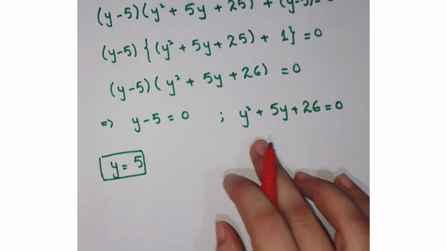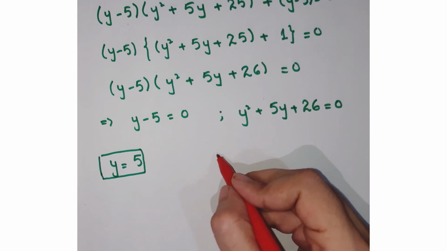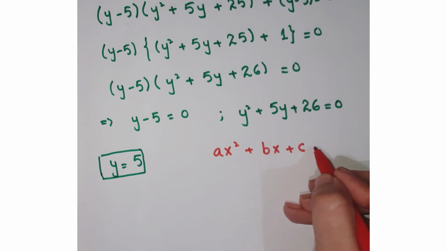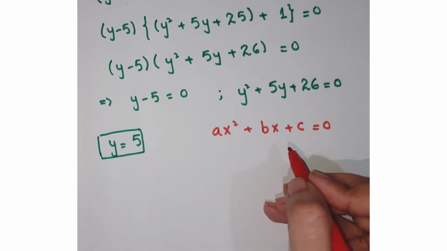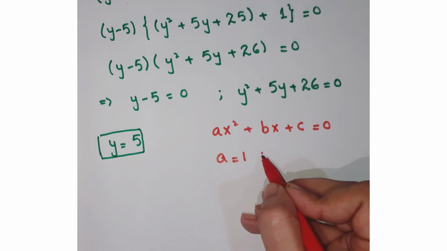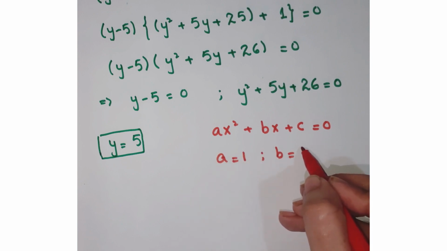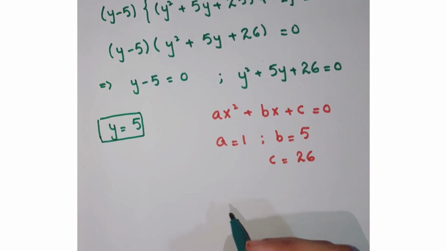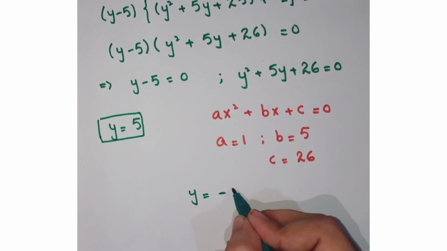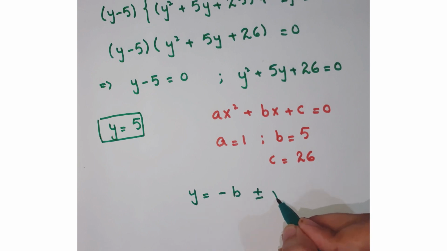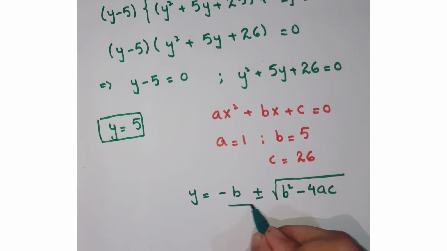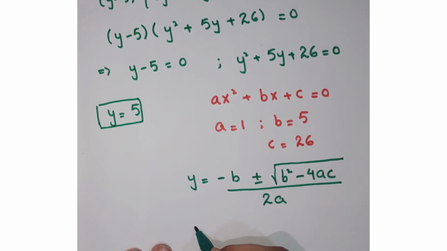Now for finding the solution of this quadratic equation, compare this equation with the standard quadratic equation, that is ax square plus bx plus c is equal to 0. So you get a is equal to 1, b is equal to 5 and c is equal to 26. Now applying the quadratic formula here, that is y is equal to minus b plus minus under root b square minus 4ac upon 2a. Now just put the values.